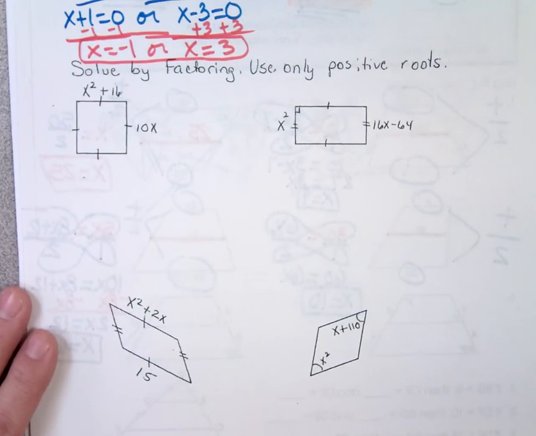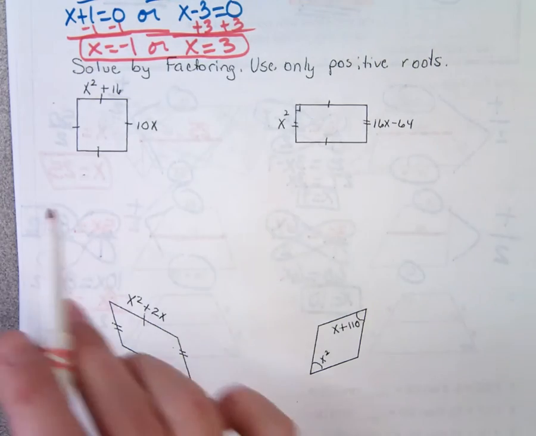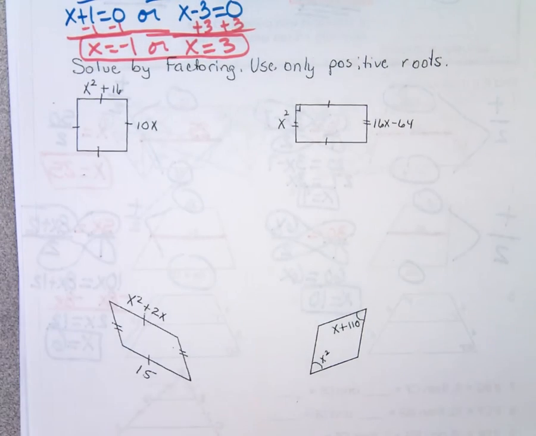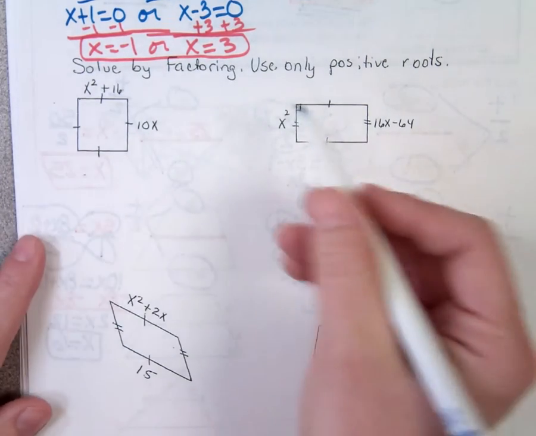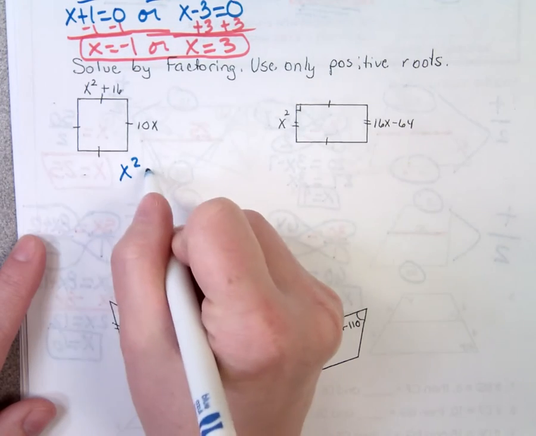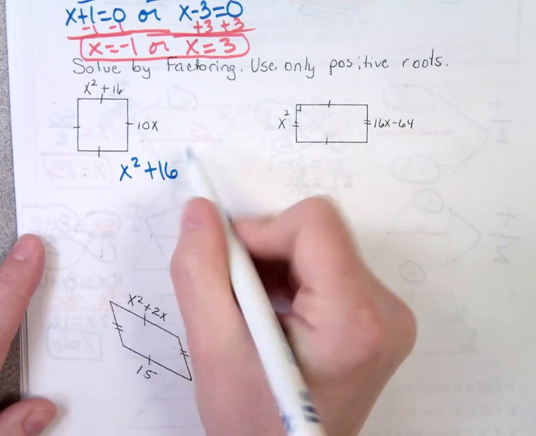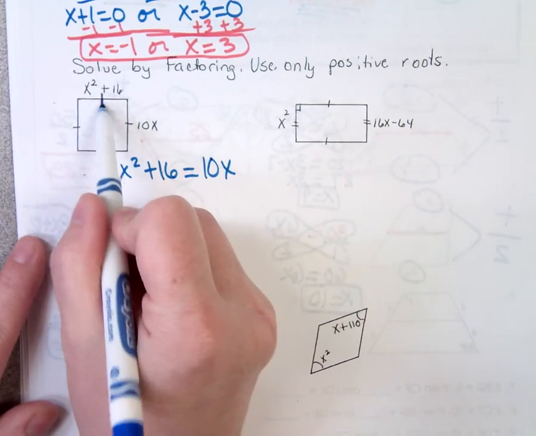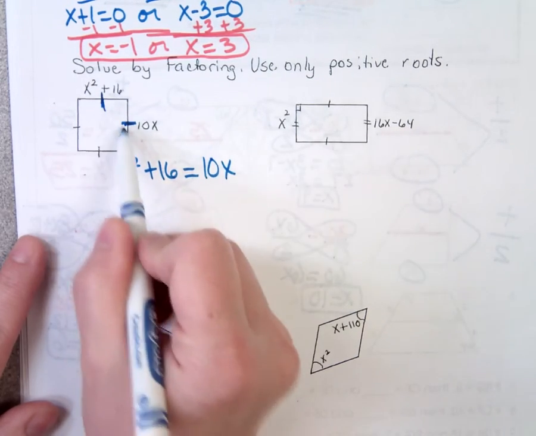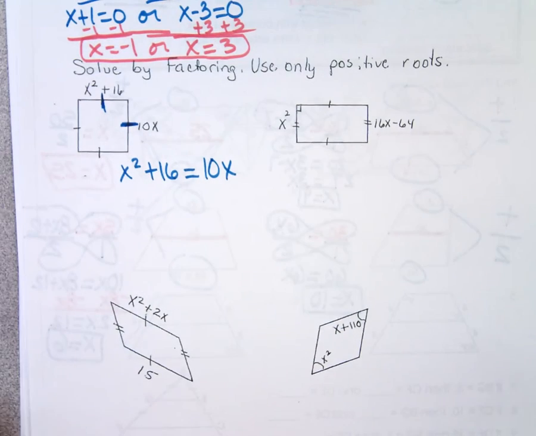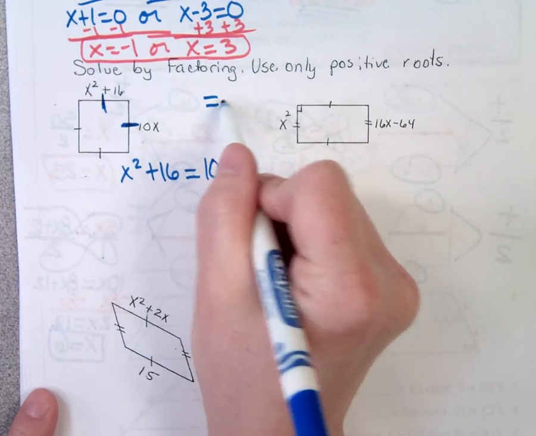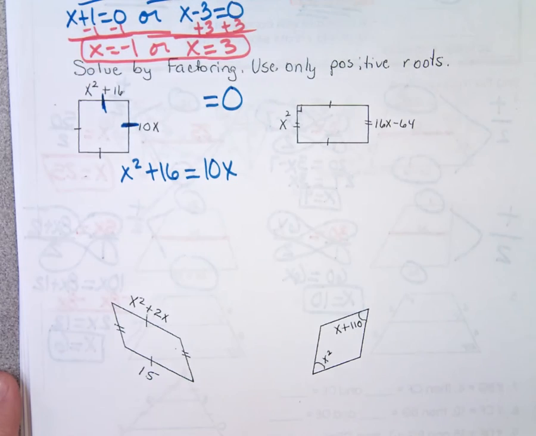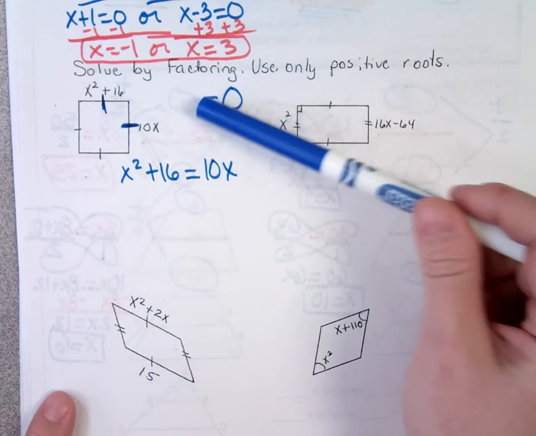All right, so these are involving our shapes, but we're going to solve them by factoring. So what do you think your equation on this first one would be based on the picture? X squared plus 16 equals 10x. So these tick marks mean that those two sides are congruent, so that's why we set them equal. But I can't do these problems unless they say equal 0, Jake. So they need to say equal 0.